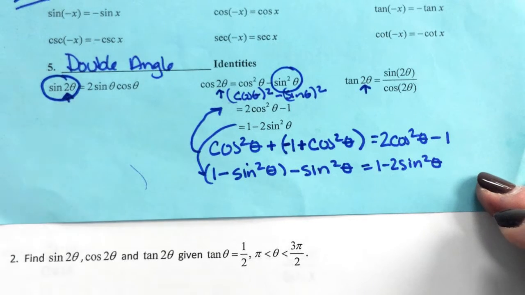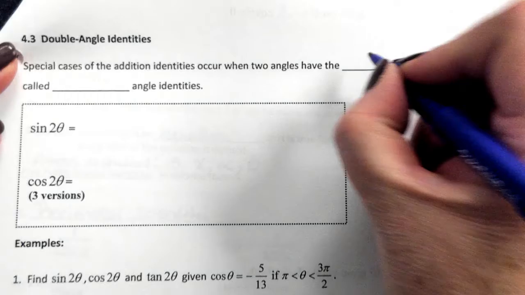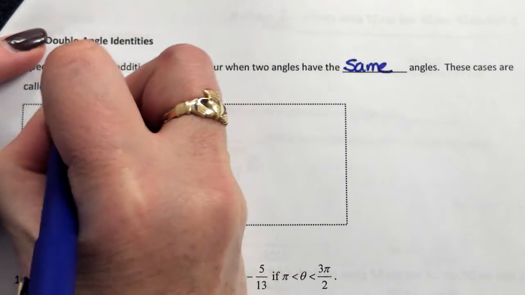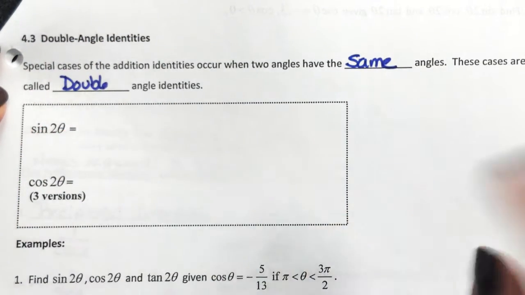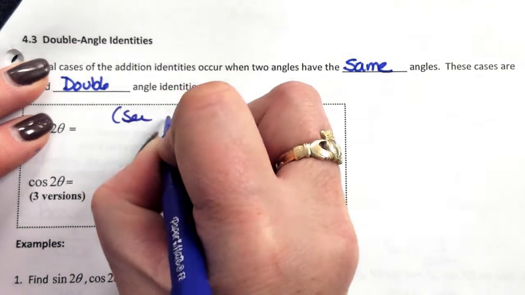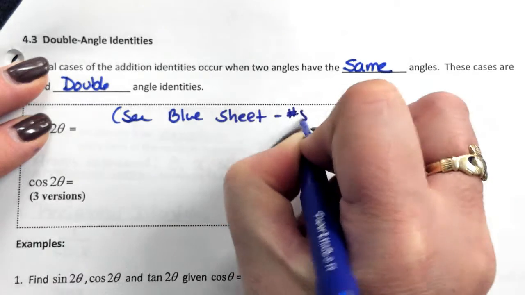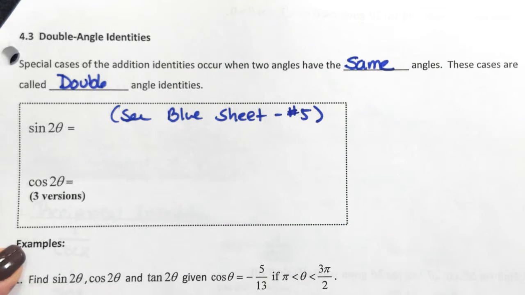Okay? All right. So like I said, double angles happen when 2 angles have the same angle. These cases are called double angle identities. And again, I'm not going to fill in this box. I'm just going to write "see your blue sheet, identity number 5." Okay? Do we have to memorize? Yes. Remember, anything on the front side you have to memorize. The back side you don't.